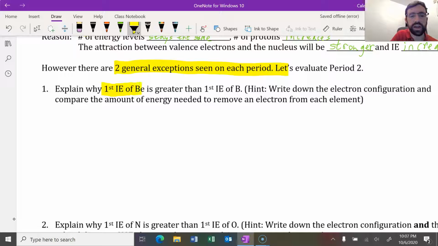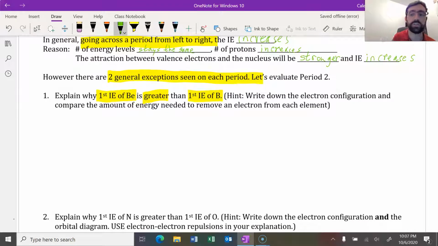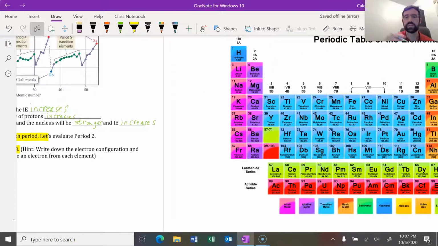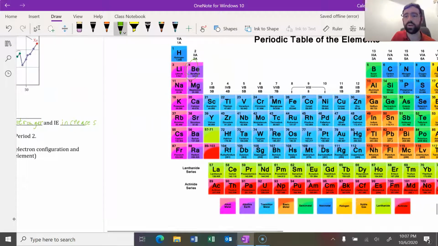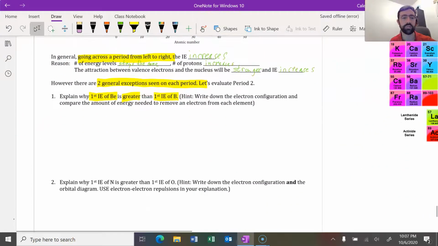Explain why the first ionization energy of beryllium is greater than the first ionization energy of boron. That's the opposite of what you would expect. It gives us a little hint here and says to write the electron configuration for each. And we want to think about the amount of energy that's needed to remove an electron from each element. So let's look at beryllium and boron. Beryllium is right here. That's 1s2, 2s2. And then boron is over here. 1s2, 2s2, 2p1. Let's write that out.